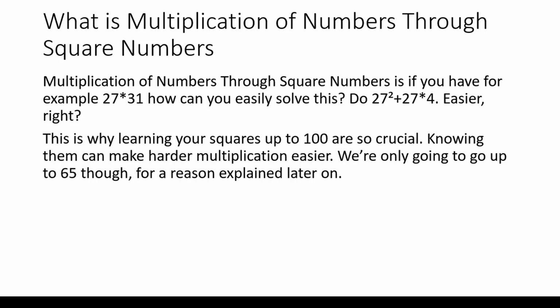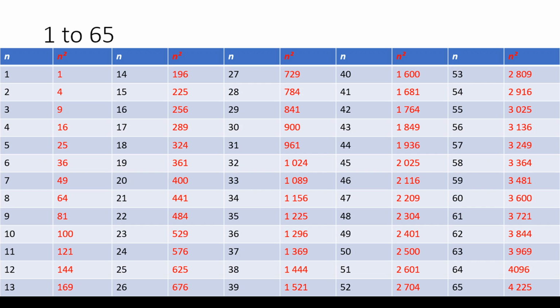And this is why learning your squares up to 100 is so crucial, and knowing them can make harder multiplication easier. We're only going to go up to 65 though, for a reason explained later on. So, squares of numbers 1 to 65.